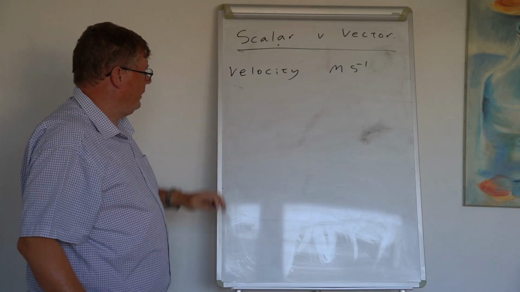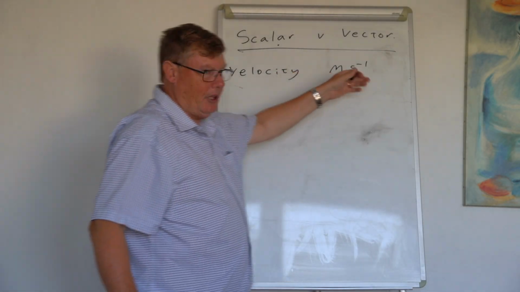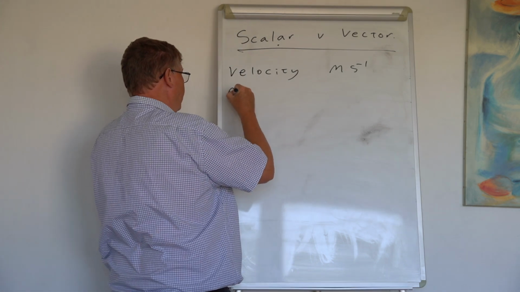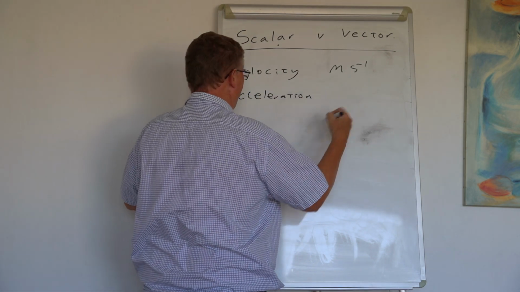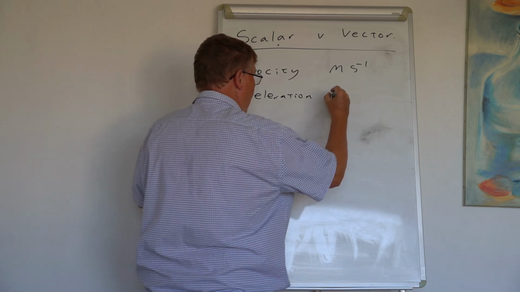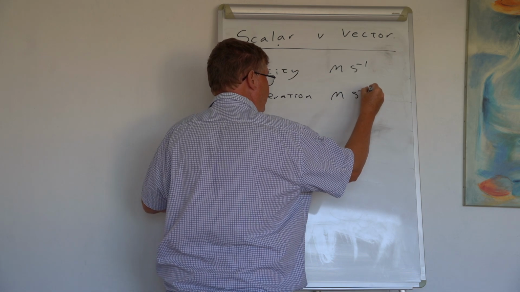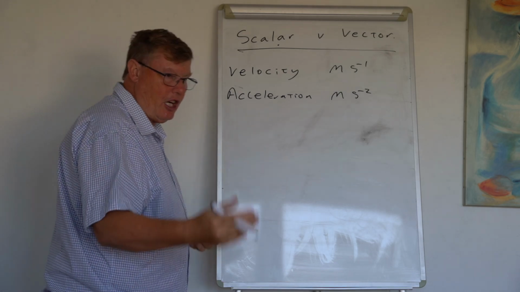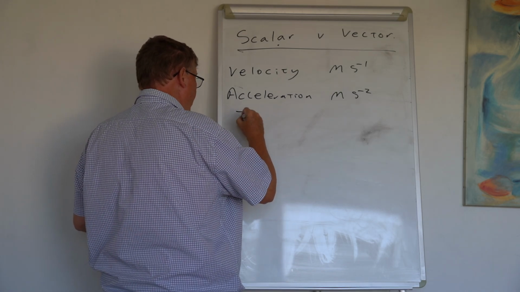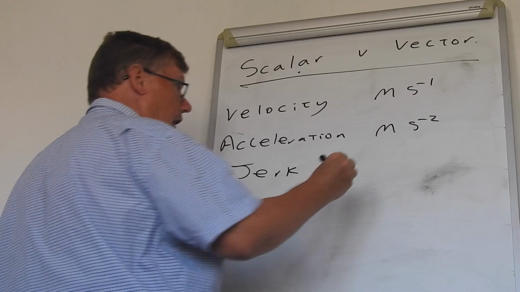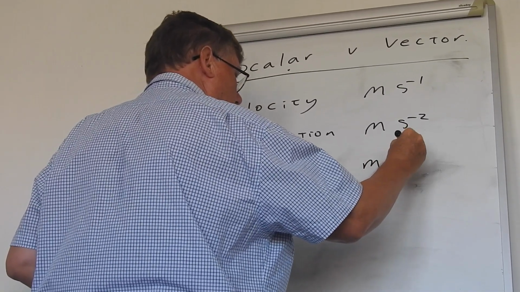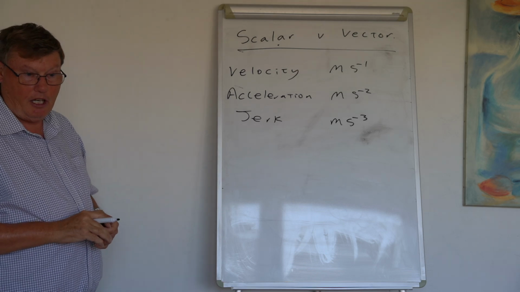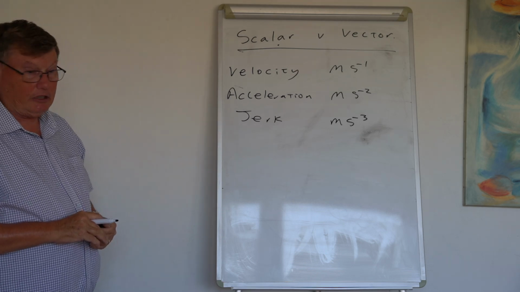So velocity, the units of velocity are meters per second, and the rate of change of velocity is called acceleration. And you should know that the units of acceleration are ms^-2. Interestingly, there is something called the rate of change of acceleration, which has the wonderful word jerk. And the units of jerk are ms^-3, which is the rate of change of acceleration with time, but we're not going to have that in our course.